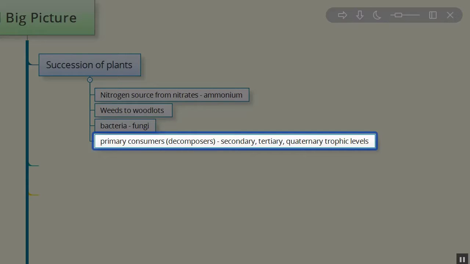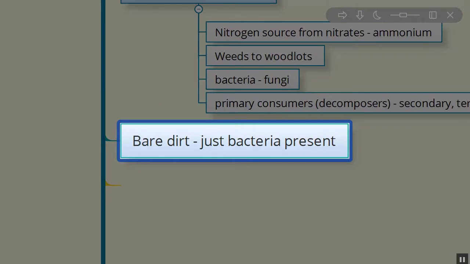And that has to do with the soil food web, which is a little bit too much to add into this talk. I already tried adding that in, and I had to remove it so that this talk wouldn't be too long. So with bare dirt, basically it's just bacteria being present.